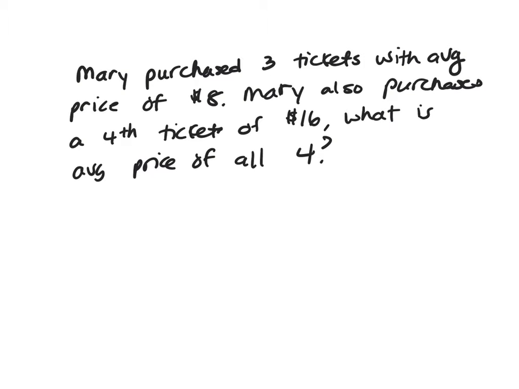All right, Mary purchases 3 theater tickets with an average of $8. So let's figure that out. Let X be the sum price of 3 tickets. So I know that the sum price of those 3 tickets, that's how much she spent on the 3 tickets, divided by 3 will give me the average, and they tell me the average is 8.